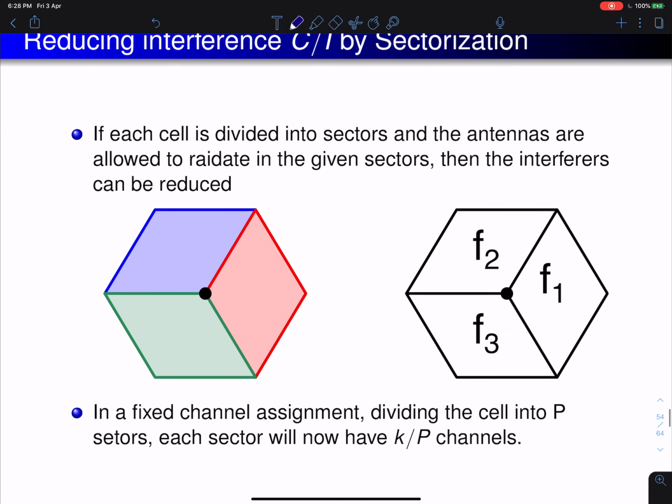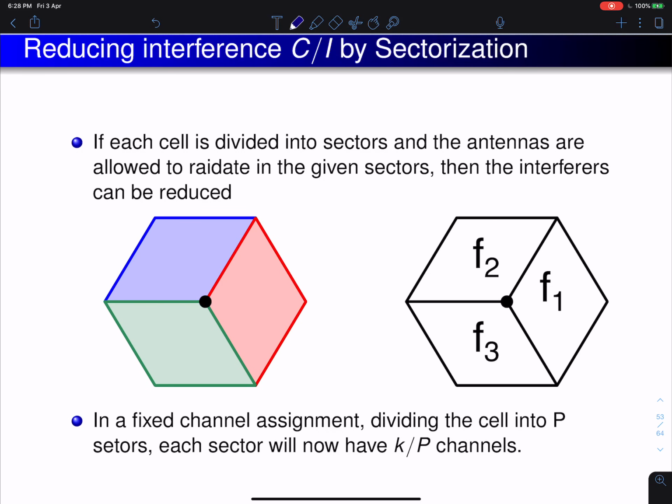Now that we spoke about interference, we should also discuss techniques to mitigate interference. I think I discussed this very briefly in the lecture. How do we mitigate interference? One classic technique is called sectoring. Instead of one single antenna radiating along all 360 degrees, the base station will now have 3 sets of antennas. One set of antennas will radiate in 120 degrees, another 120, and another 120.